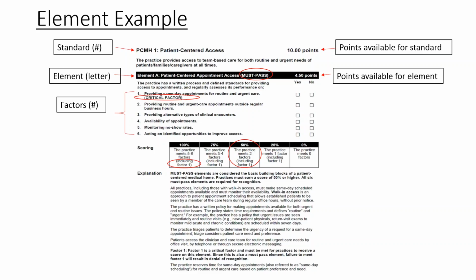But starting at the top where it says PCMH1, patient-centered access, that will always be included, and that is indicating the standard that this element falls into. So the standard is always a number, so you can see here that this is standard 1.